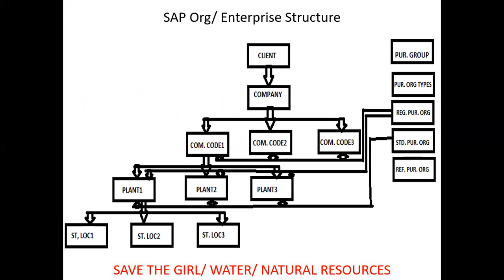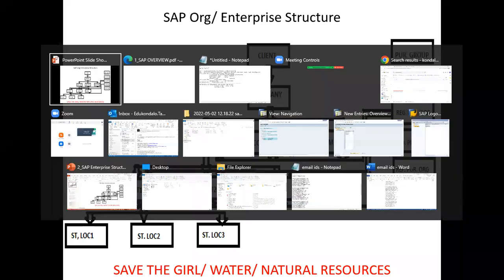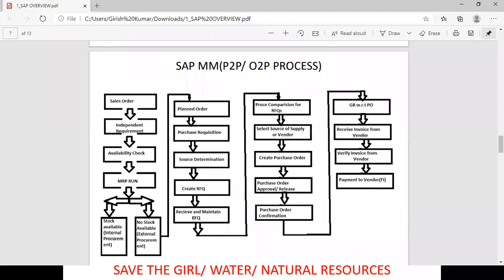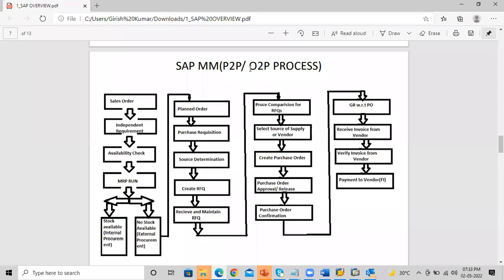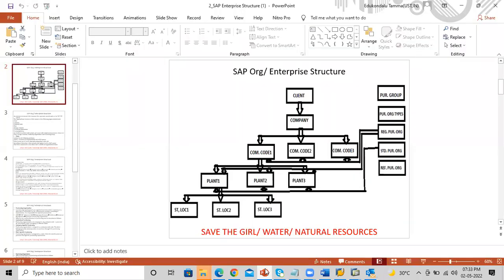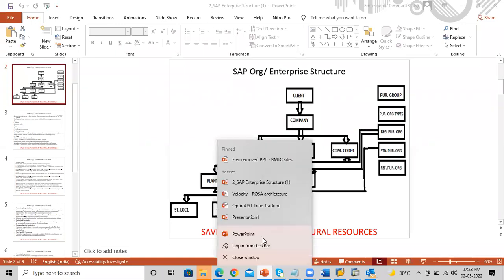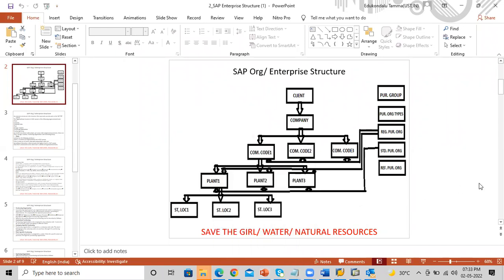This is the enterprise structure, which will be covered in the next session. Guys, can you see my screen? Here I am displaying SAP MM, the P2P process or O2P process. In our SAP, we have three business parties, or three business partners. So what are the three business partners? Let me keep it aside and we'll go on.